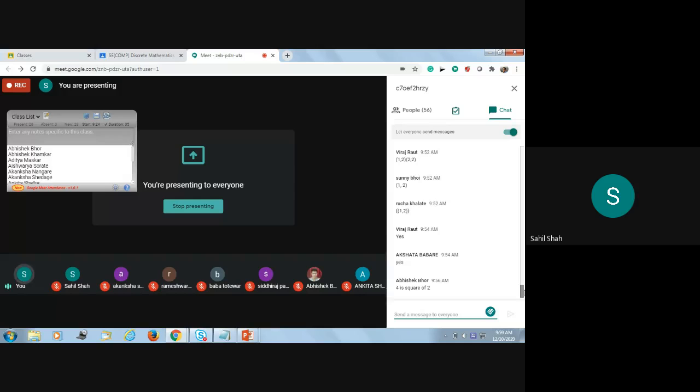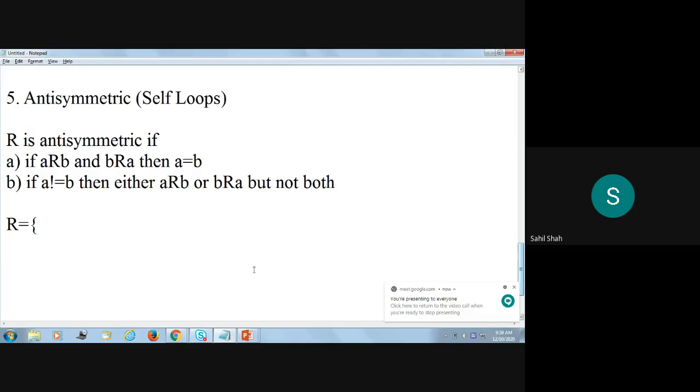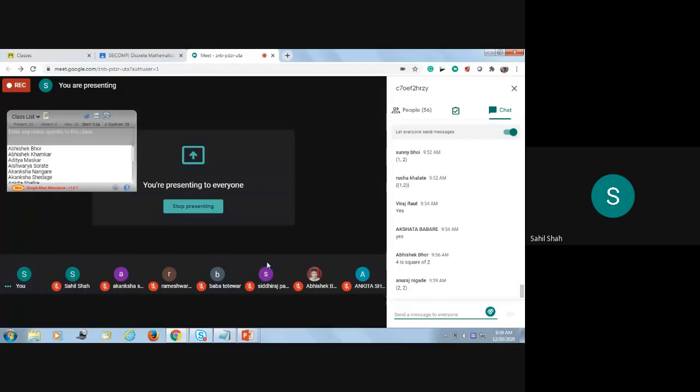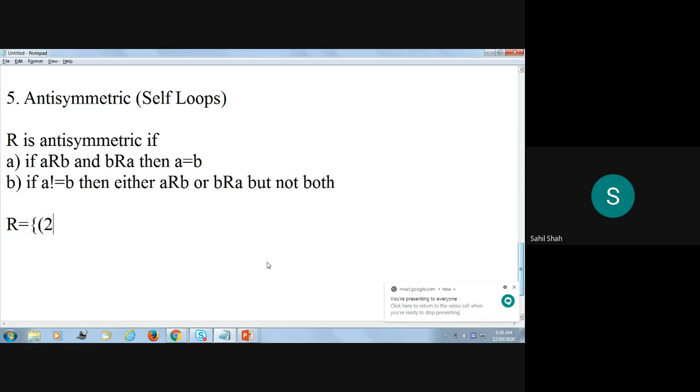Okay. Now I am asking you, can you tell me an example of anti-symmetric binary relation? Yes, it could be 2 comma 2. Anurag, yes. Let us have some general example so that you will understand what I am trying to focus on. 1 comma 2.